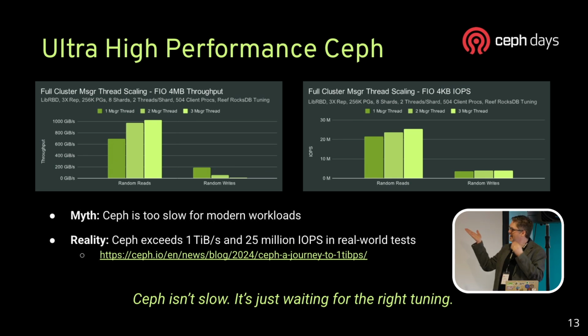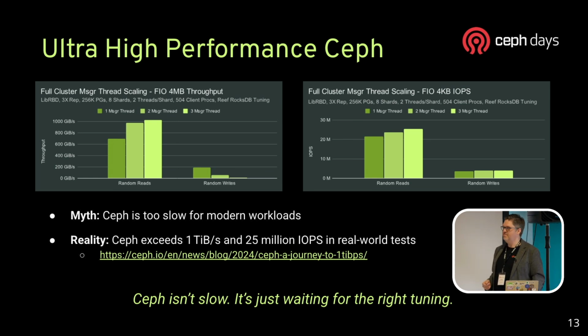So this is an example that we have on the Ceph blog of one company that was just getting some new hardware. Okay, let's just tune things to the max and see what kind of impressive numbers we could get. And with some tuning, not a huge amount, you can achieve 1 terabyte per second and 25 million IOPS in a Ceph cluster, and all the details are there.